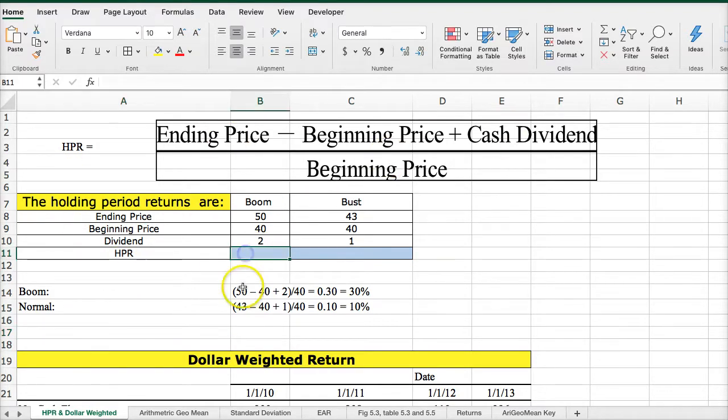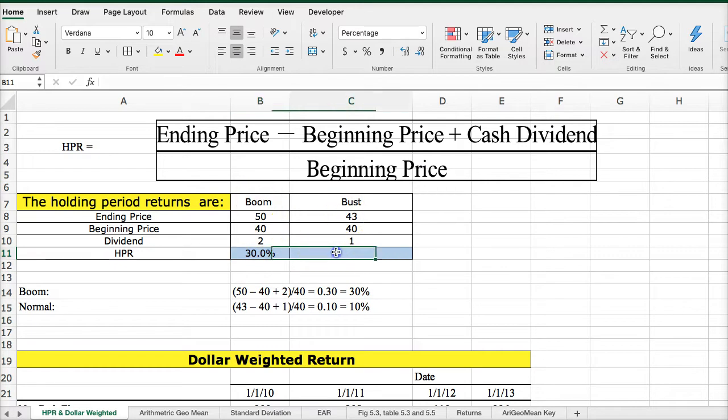When you set the formula up in Excel, use equals to start the formula. I'm going to use parentheses for the beginning part where I take ending price minus beginning price plus dividend, close parentheses, and I'm going to divide that by the beginning price. So this gives me a return. I'm going to format that as a percent. So this is going to be a 30% return. And we'll call this the boom, which is the best result possible.